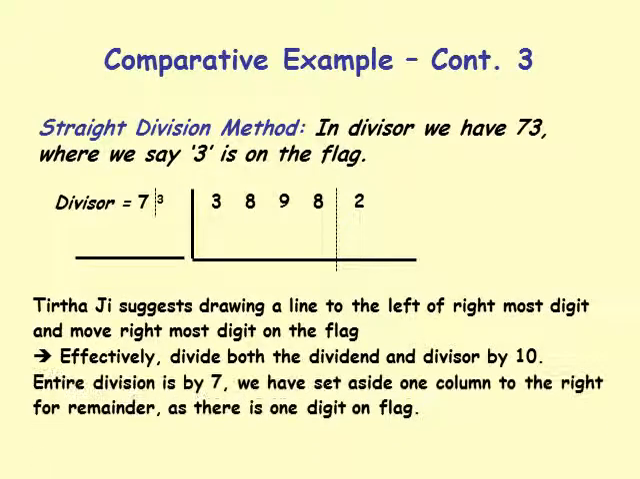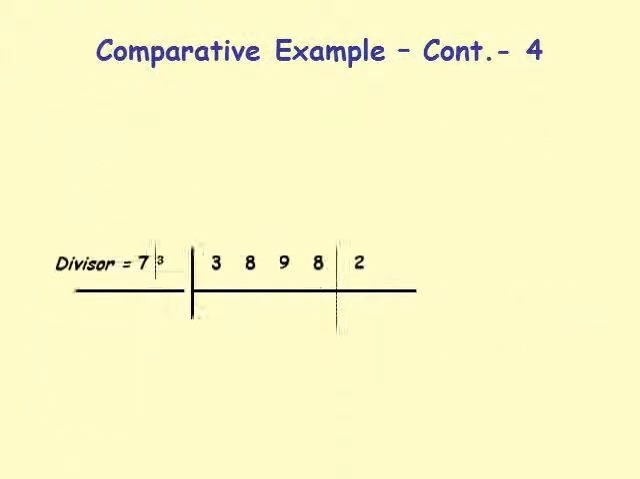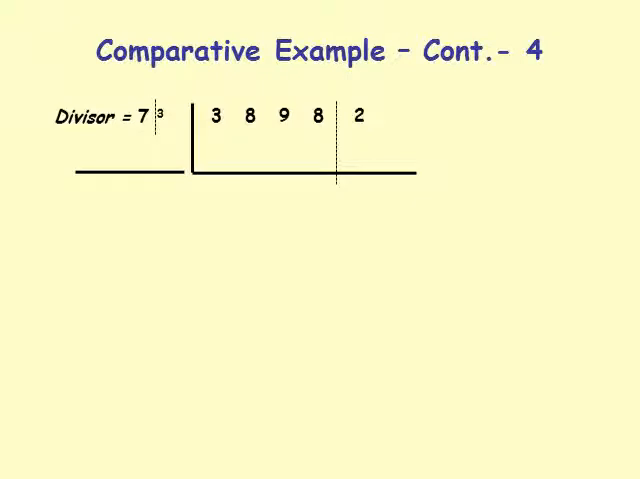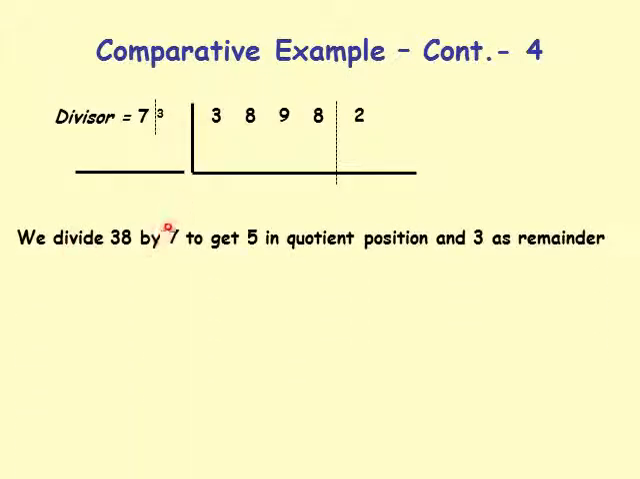Let's continue here. The entire division is by 7. We have set aside one column to the right for the remainder, and there is one digit on the flag. This is what we had before. Now we are going to divide by 7.